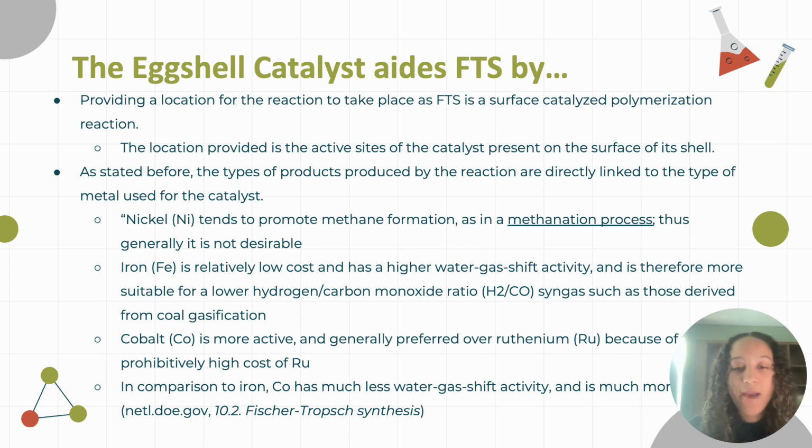And here I'm just going into how the different metals affect the product. So we see nickel tends to promote methane formation. Iron has higher water-gas shift activity, which is more suitable for lower hydrogen-carbon monoxide ratio syngas. Cobalt is more active and generally preferred. And in comparison to iron, cobalt has much less WGS activity and is more expensive.